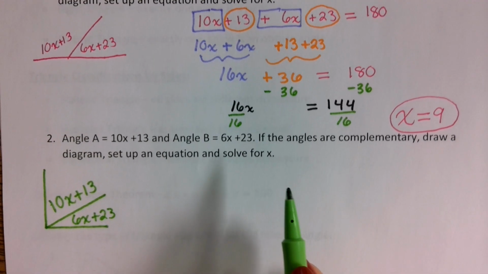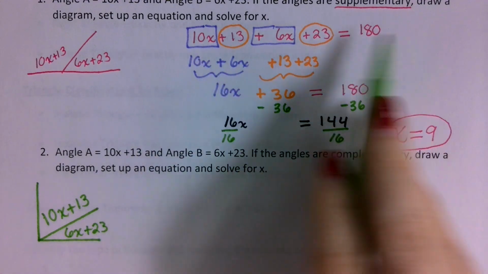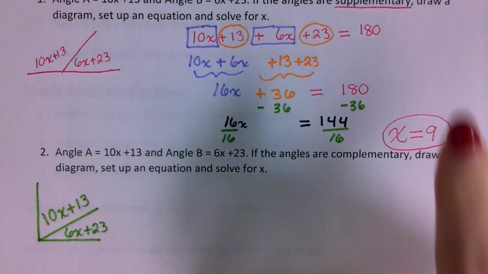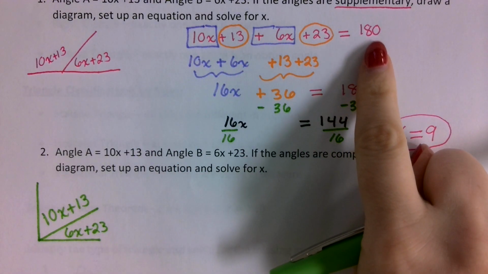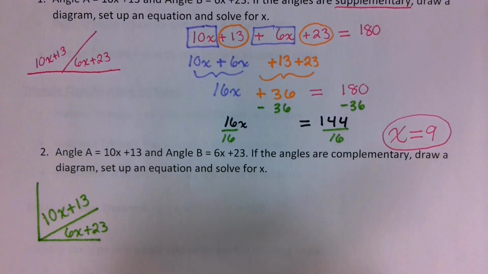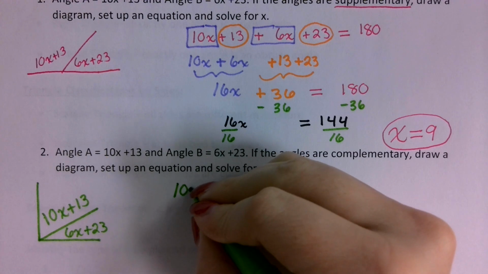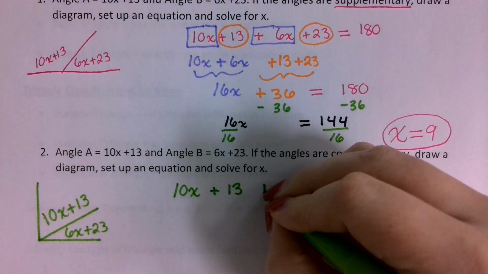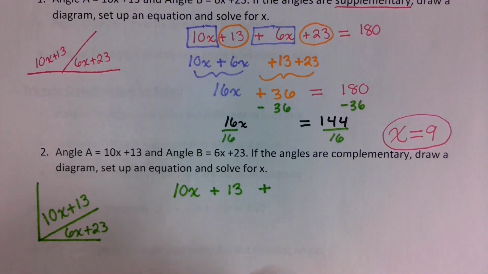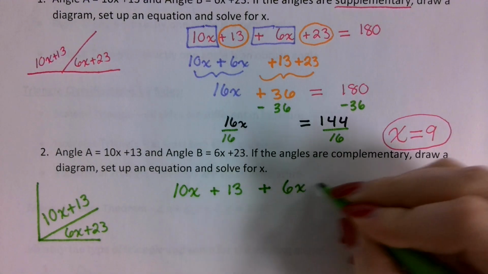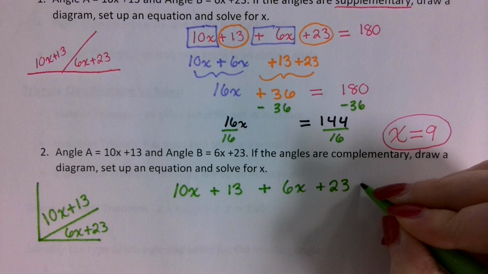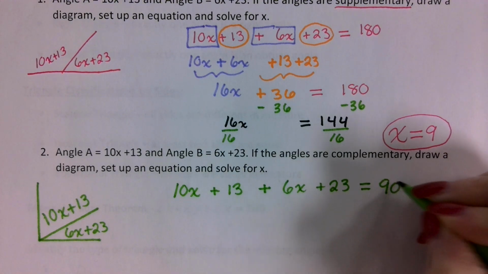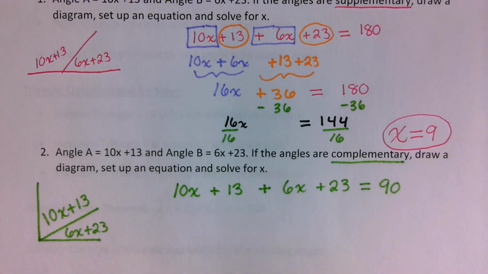The other angle is 6x plus 23. And I'm still going to set it up the exact same way that I did my supplementary, but instead of it equaling 180, what am I going to set it equal to? 90. Very good. So we've got 10x plus 13. We're going to add that with my second angle, that's 6x plus 23, and that whole thing is going to be set equal to 90 because it was complementary.